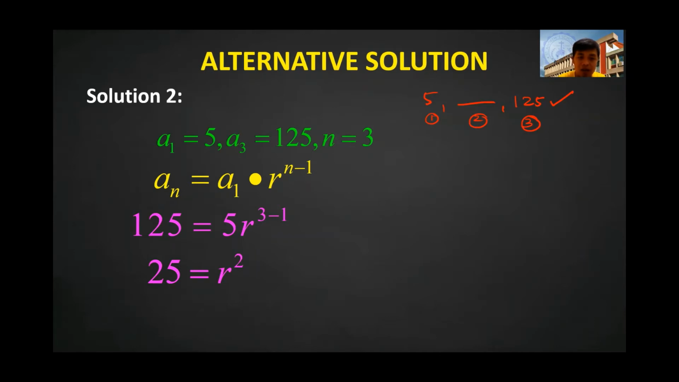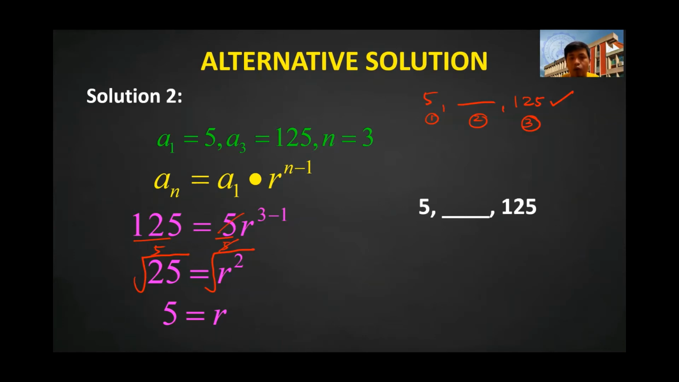We have r. If we simplify this one, we divide it by 5 as well, so we cancel that out, and then we simplify. 3 minus 1 becomes 2, and then r. Next, we will be taking the square root on both sides. Taking the square root on both sides, we will now have 5. So our common ratio is 5.